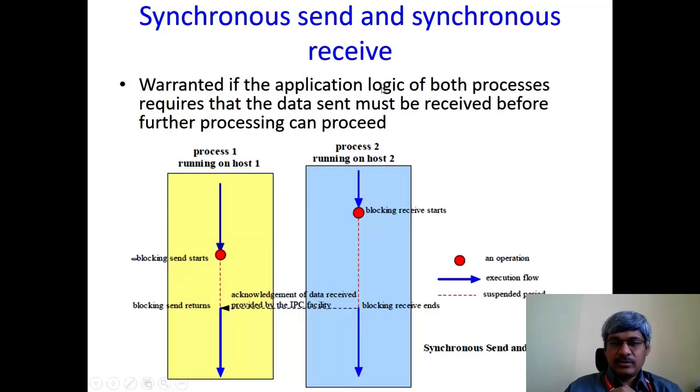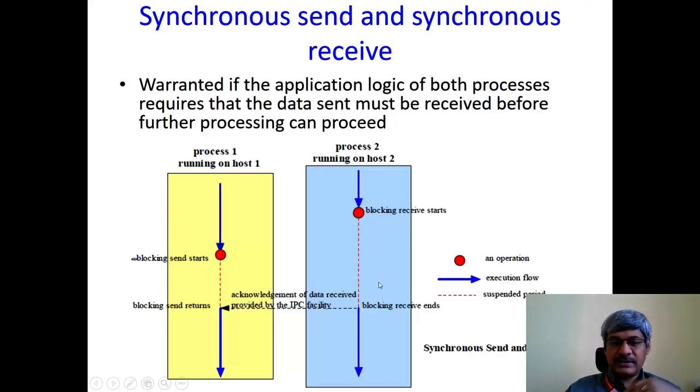This axis is the time axis. Process 2 is executing, and it has issued a blocking receive, and it is waiting for some data to be received from process 1. In the meanwhile, process 1 has also issued a blocking send operation. That means data is sent, and the data will eventually reach here.